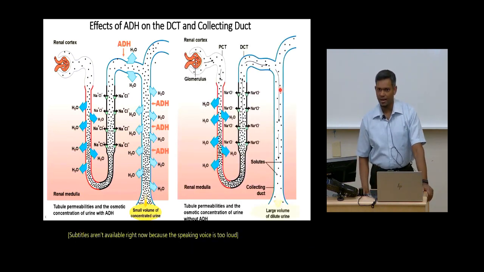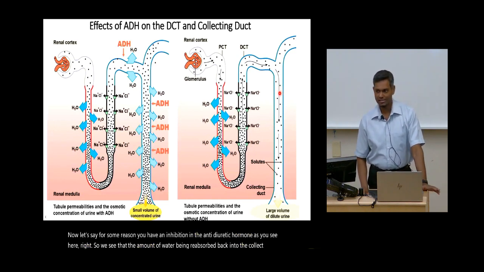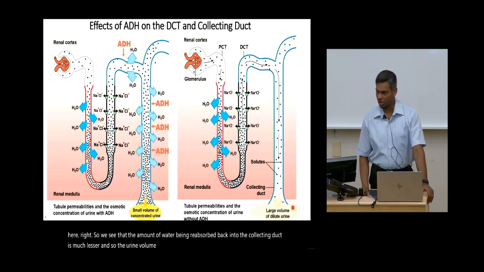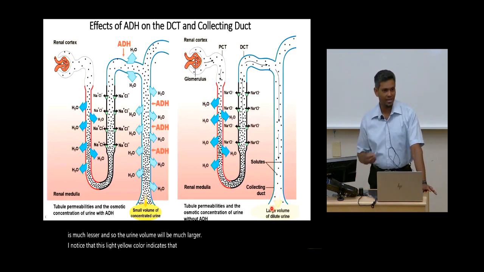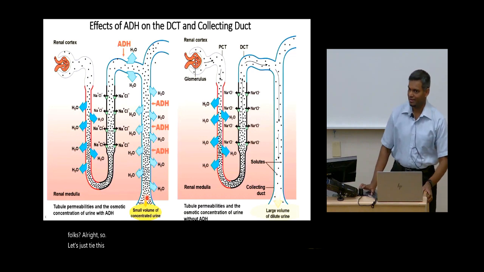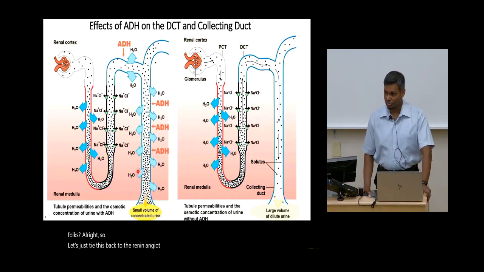So we see that the amount of water being reabsorbed back into the collecting duct is much lesser, and so the urine volume will be much larger. And notice that this light yellow color indicates that the urine will be very dilute as well. Are we clear, folks? All right, so let's just tie this back to the renin, angiotensin and aldosterone system.